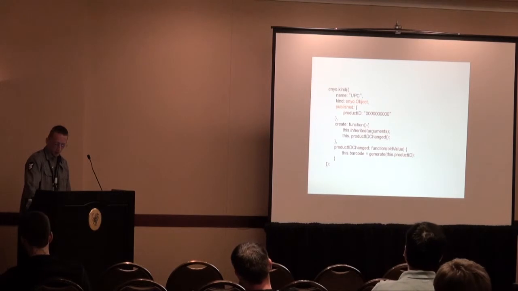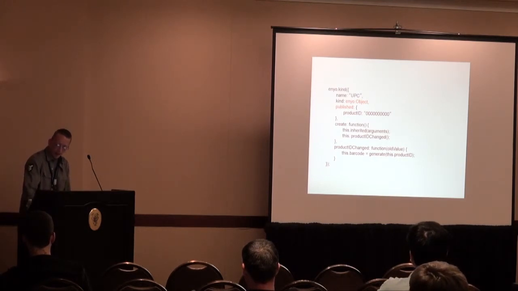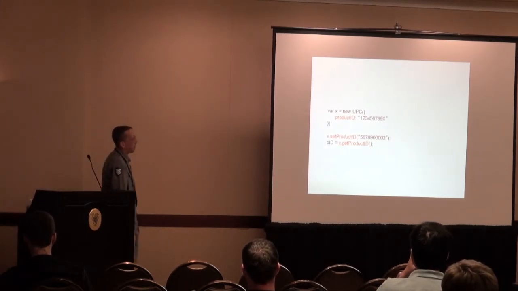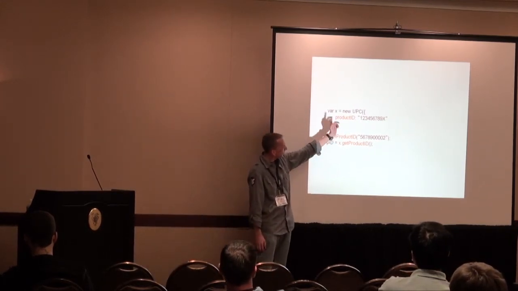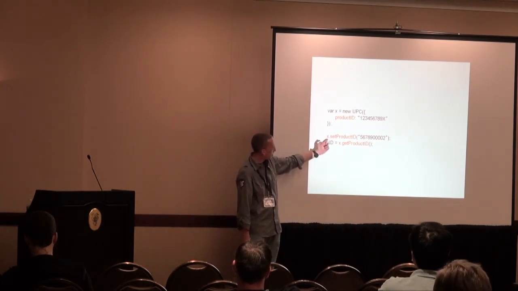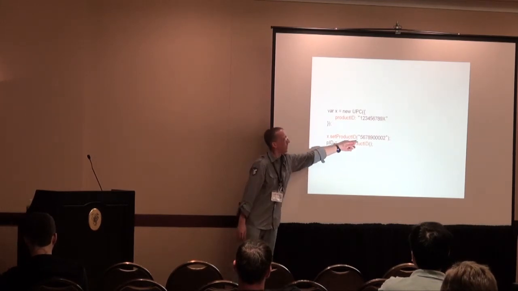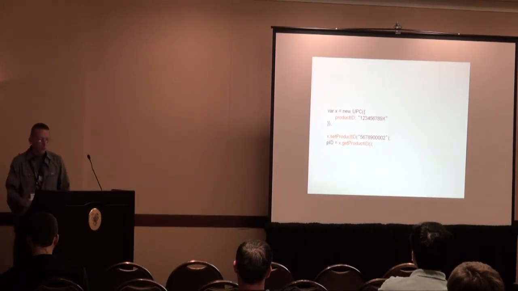But in this case, what I'm going to do is if I set the product ID, I'm going to set an internal property called this.barcode. Run some other method called generate for this product ID. This is probably an example here, yes. So I've got this new UPC object, and I'm specifying its product ID when I create it. Right, there it is. And then after I've got my UPC object, I'm going to run set product ID on it, and if I were to then run get product ID, I would be returned my new string, the new value. That's pretty simple stuff.